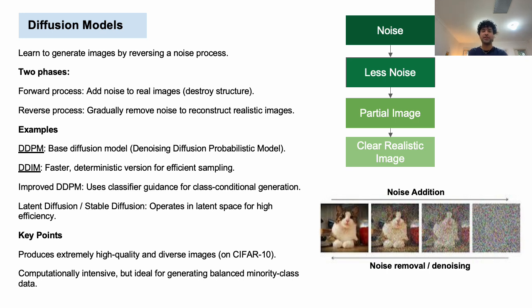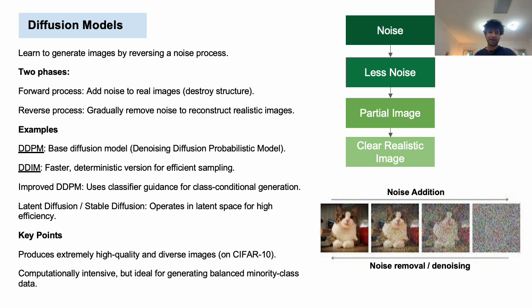In the forward phase, we add noise to the real images, where we try to gradually destroy the structure until we've got something of this sort on the bottom right. After which, in the reverse process, we try to gradually remove the noise and reconstruct a realistic image. The realistic image would obviously be slightly different from the original image that we had, and this way we'd create a diverse amount of images.